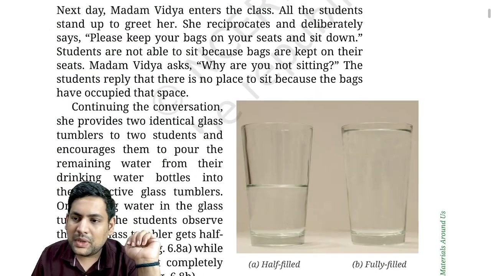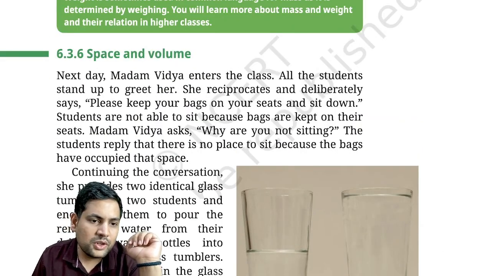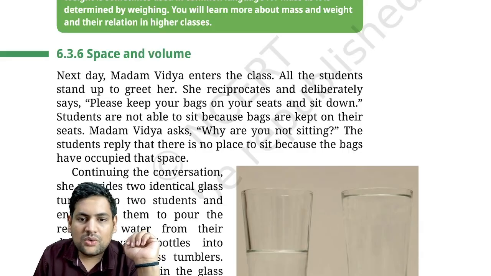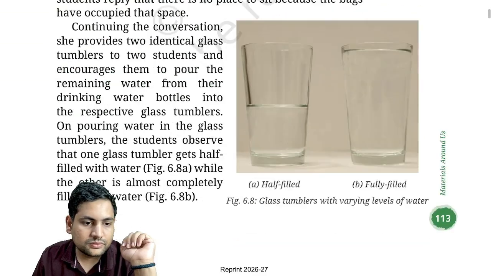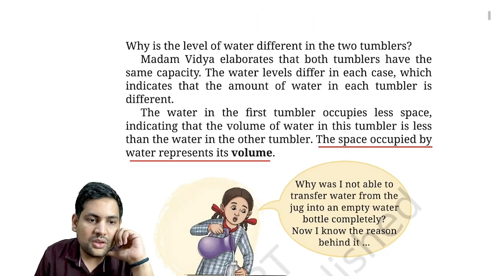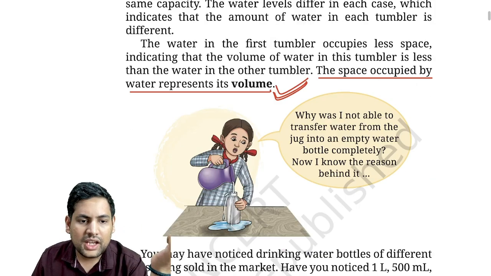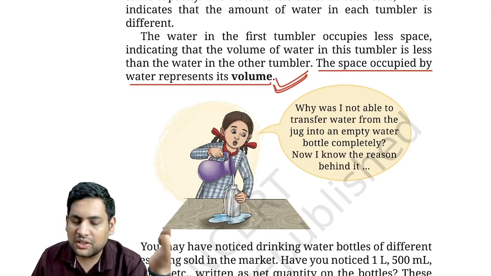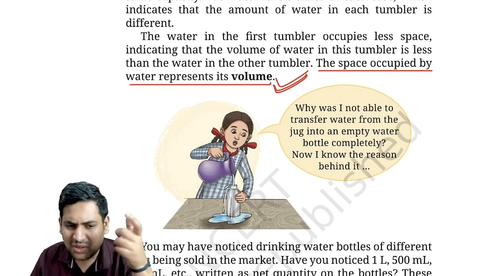Then it talks about space and volume. Okay. So what is space or volume? So basically, the amount of space you occupy becomes your volume. For example, see this. The space occupied by water represents its volume. Simple. Like if you see here how much space it is occupying, let's say half of the bottle is filled, then that much is the volume. Simple as that.